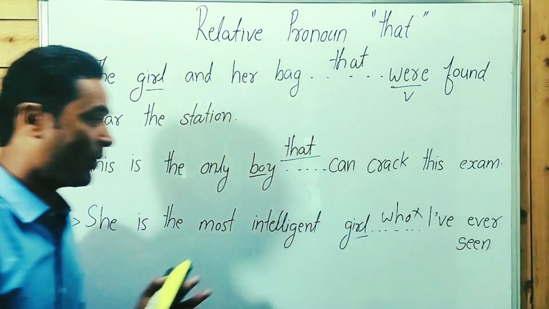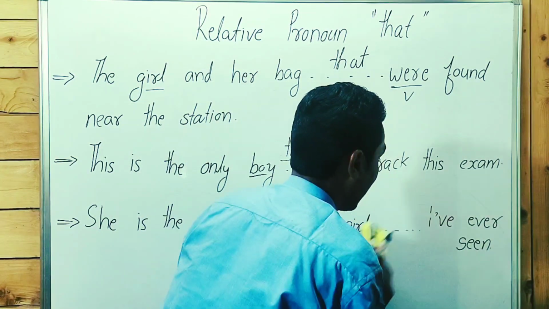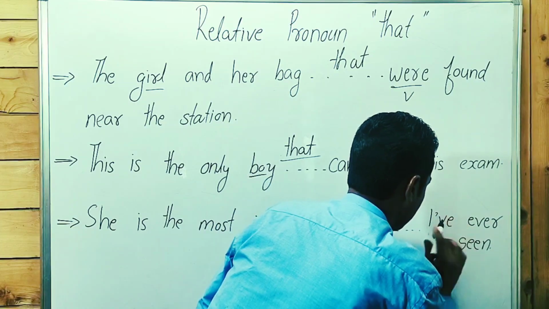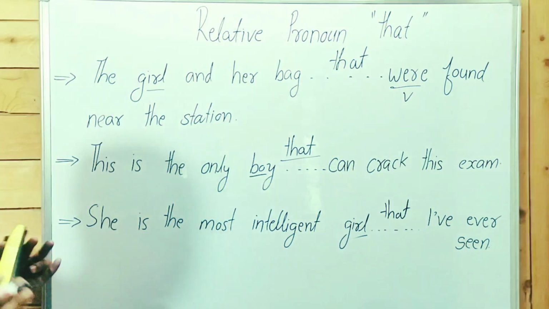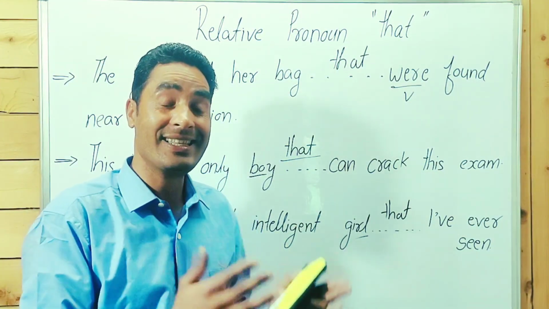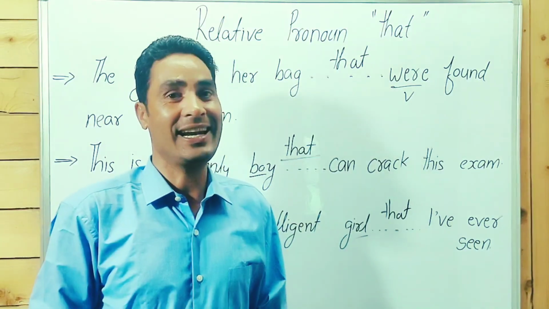No, it's an incorrect sentence. What we have to write, we have to use that as a relative pronoun. Okay, that. Why? Guys, point to be noted. Third, when we use superlative degree in a sentence, in this case, we use that as a relative pronoun.